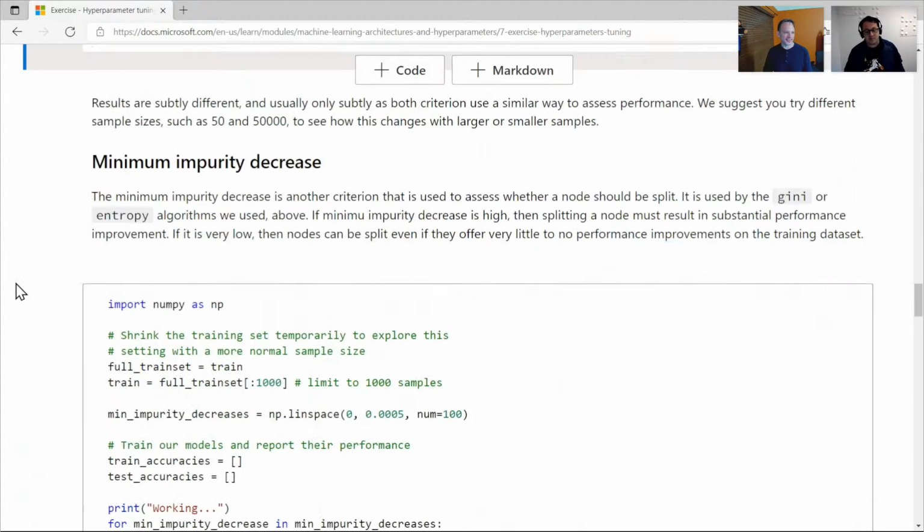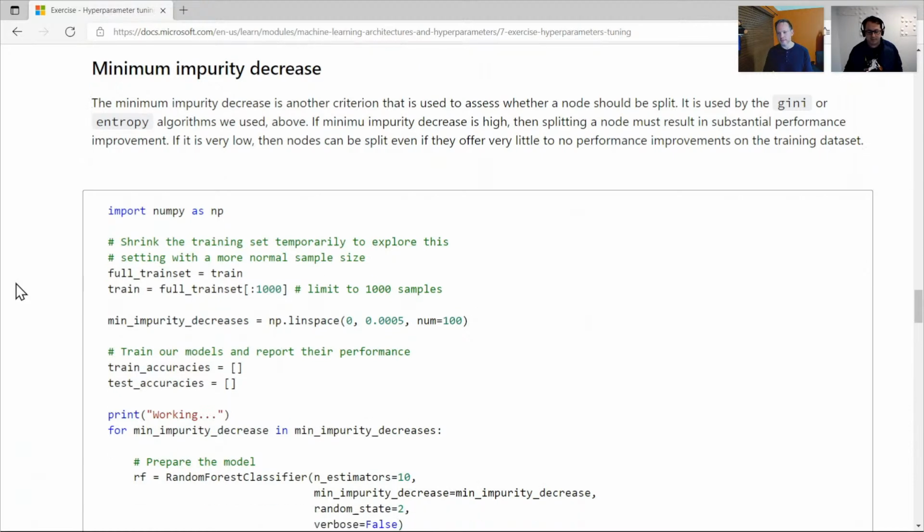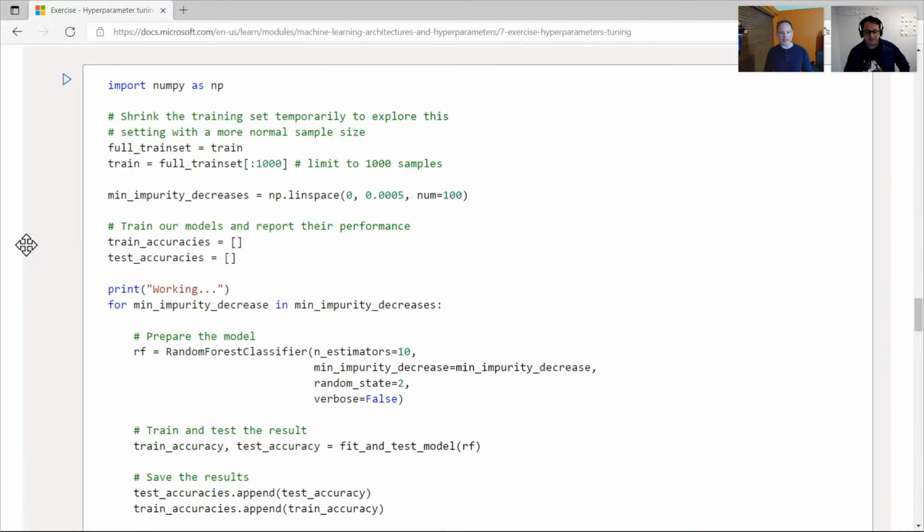Nice. And then we've got our minimum impurity decrease, which is how much we need to improve by. When we get to the point where it's not improving, where do we stop? That's what you were saying before, right? Yes. When it's not improving by enough anymore. And this is the definition of enough. So when it's not improving by enough, don't keep splitting.